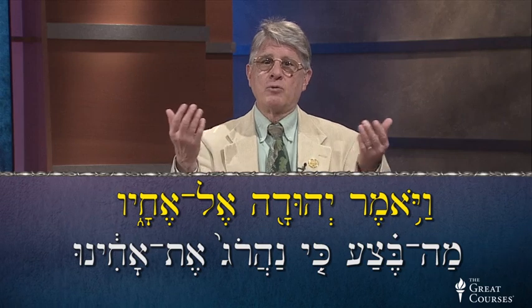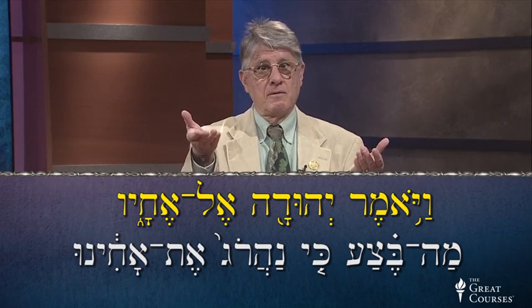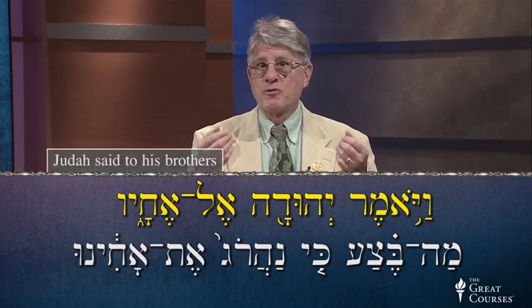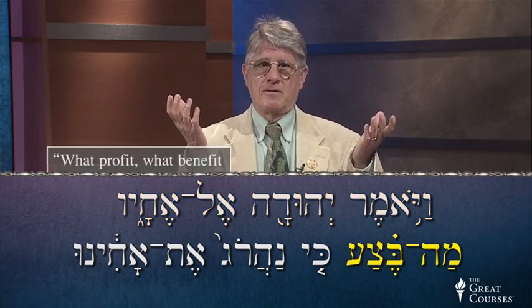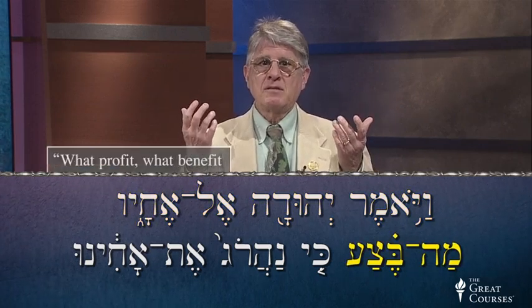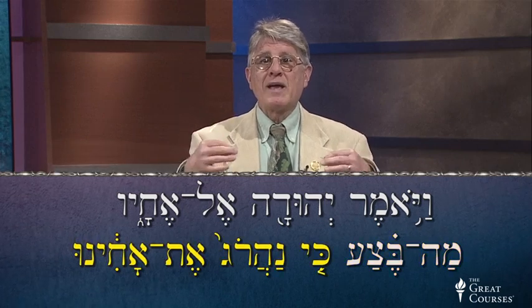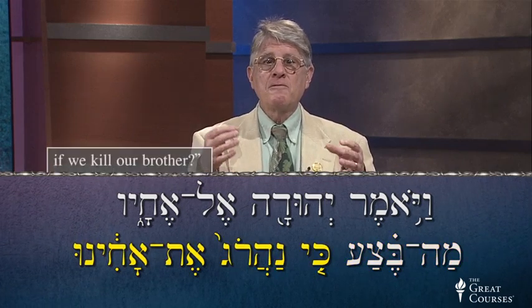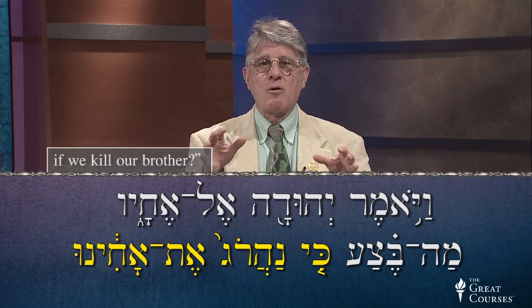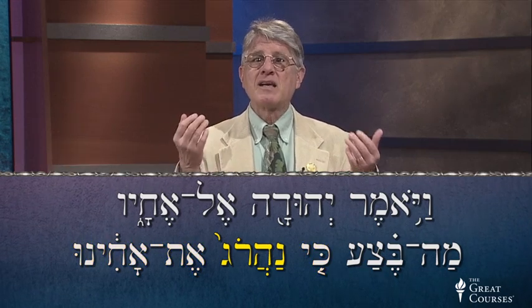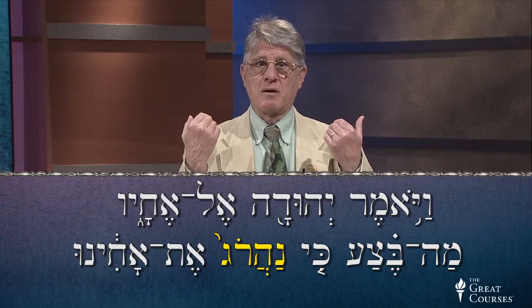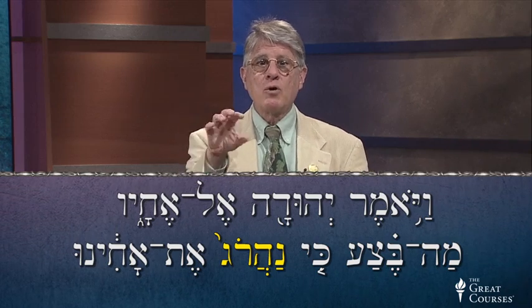Here's one from the story of Joseph, Genesis 37:26. Vayomer Yehuda el Echav. Judah said to his brothers, Ma betza, what profit, what benefit is it? Ki naharog et achinu, if we kill our brother. Naharog, same thing as ya'azov a minute ago. Naharog, we will kill.